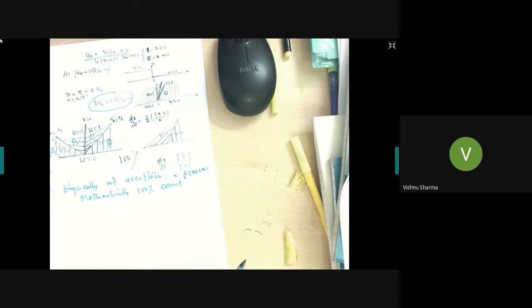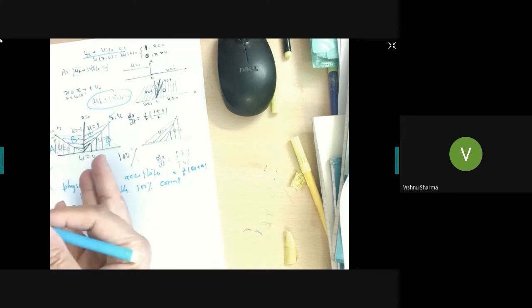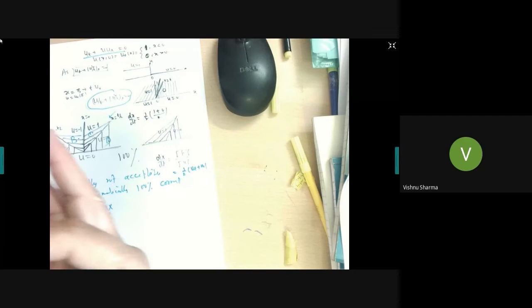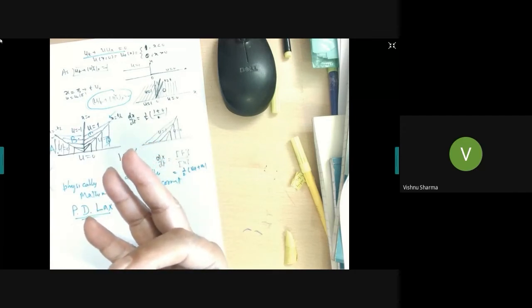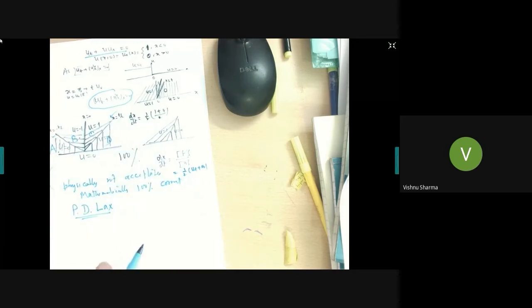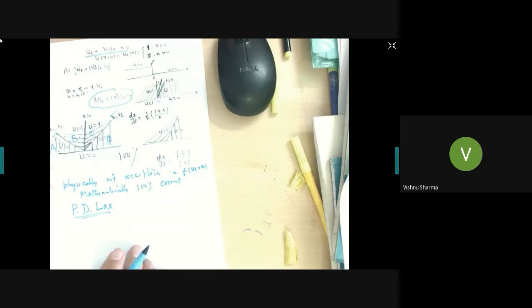This problem was resolved by the great mathematician Peter Lax. Peter Lax is still alive because this subject is not very old. As I told you yesterday, it is of very recent origin. People started working on it only in the late 50s and early 60s. But this man is still alive. He contributed a lot towards this subject, and he has written a book, Hyperbolic Partial Differential Equations, which I mentioned yesterday. What did he say?